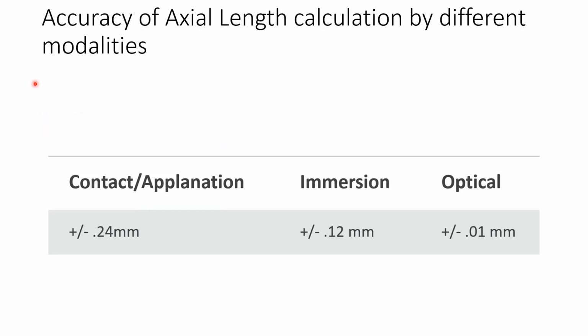Several studies have been conducted to understand the accuracy of axial length measured by contact or applanation-based biometry machines, immersion-based ultrasound biometry machines, and the optical biometry machines. And here is a comparison between the three.